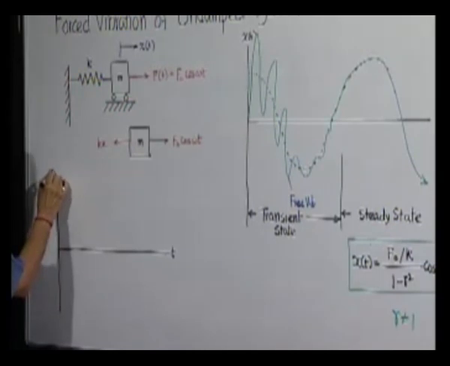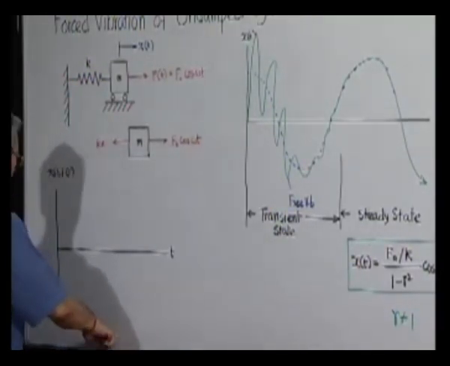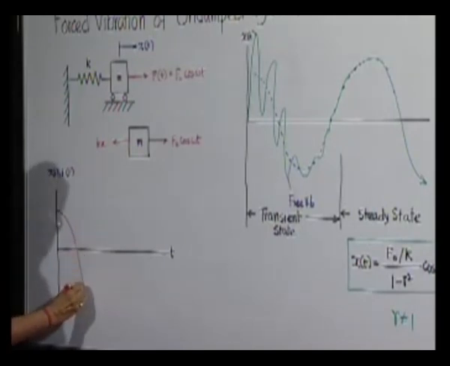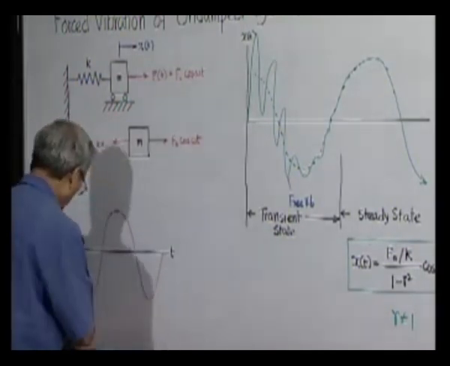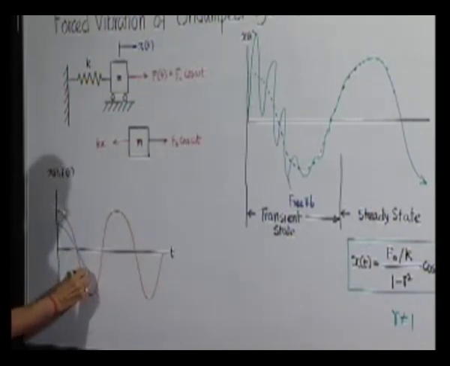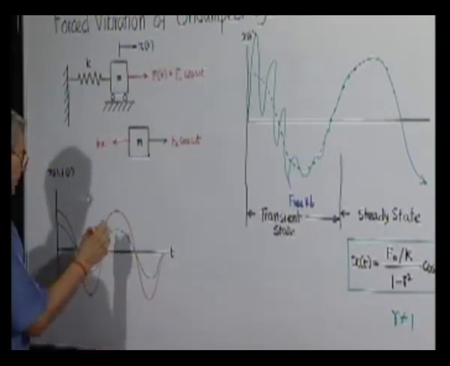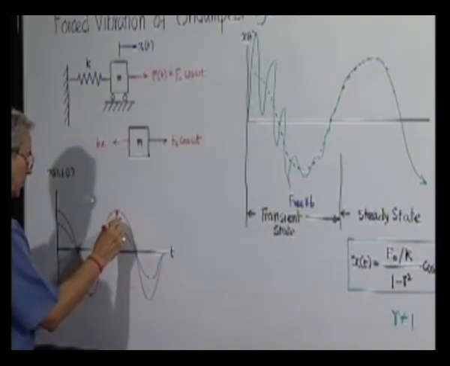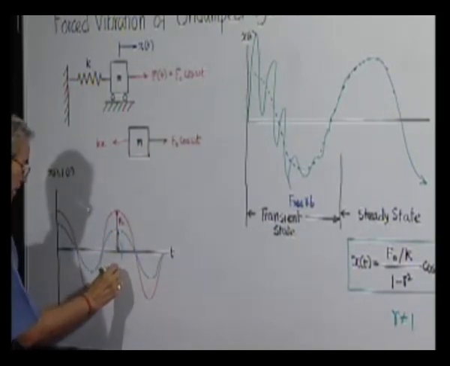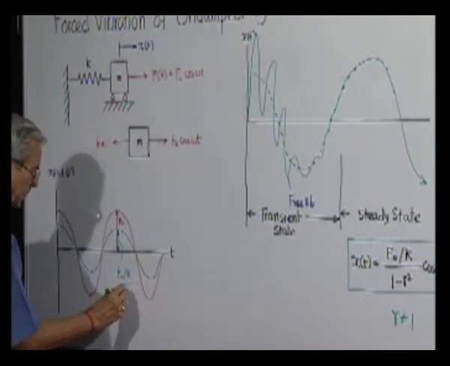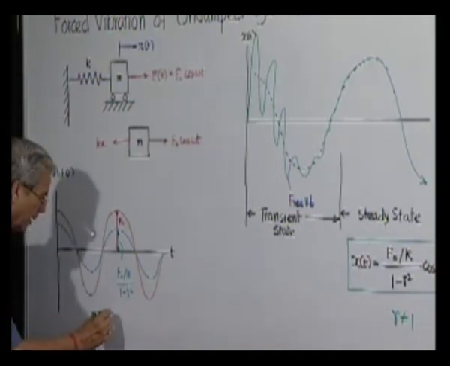If we plot both x and the forcing function in the same graph, it will look something like this. And the response will look like this, where the magnitude of this is F0 and the magnitude of this is F0 by k. This is the situation when R is less than 1.